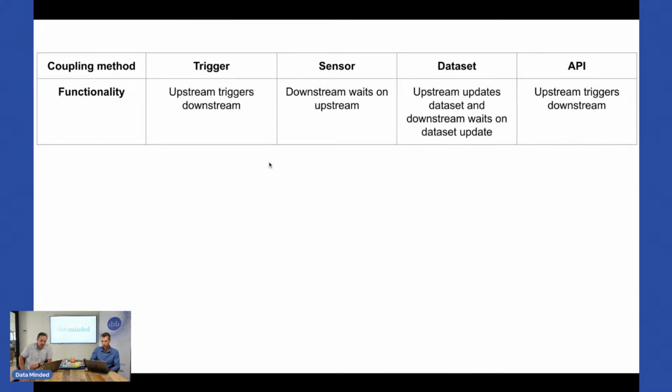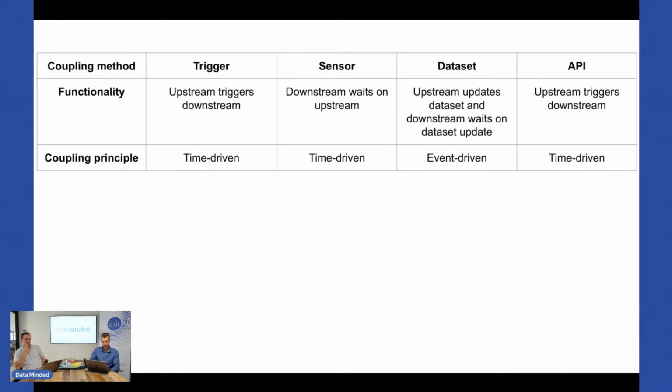All right. So these were the 4 different methods. Here we compare them: the trigger, sensor, dataset, and API functionality. The trigger is an upstream that triggers downstreams. The sensor is a downstream that waits until upstreams have successfully finished or failed. You can also set this. The dataset method just updates datasets and checks modification of the datasets. And the API is similar to the trigger in that it also triggers downstreams.